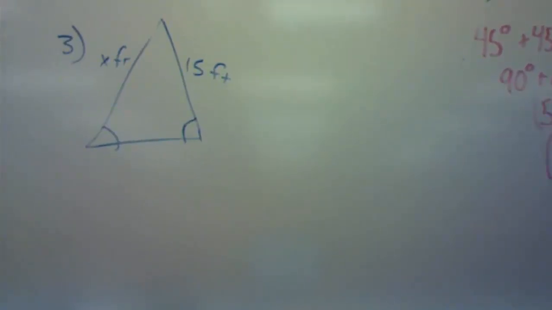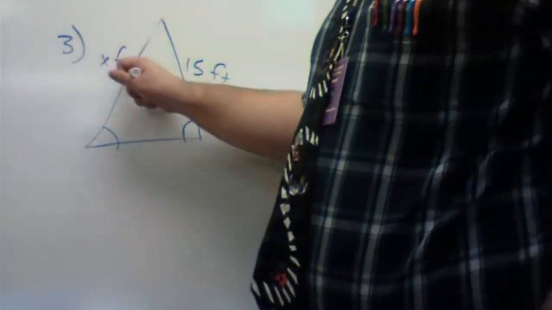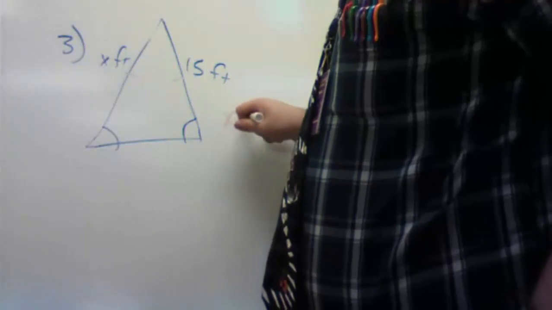Number 3 over here, it's actually pretty straightforward. If I have these two angles being congruent, that means these two sides are congruent. X is 15.